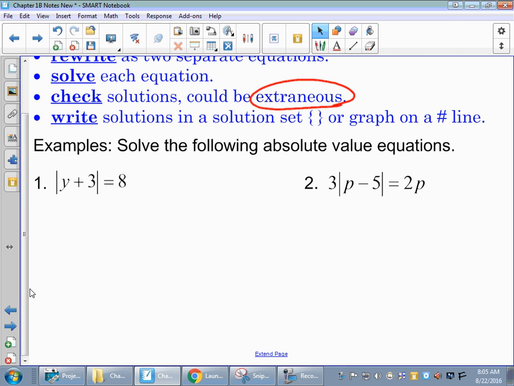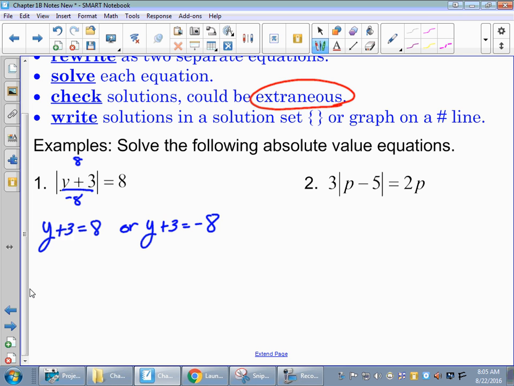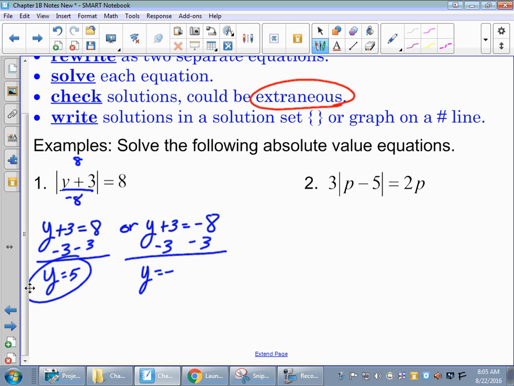It's already isolated. They're asking for y: the absolute value of y plus 3 is equal to 8. So basically they're saying this thing here could equal 8, or that thing there could equal negative 8. Those are our two equations: y plus 3 is equal to 8, or y plus 3 is equal to negative 8, because those are the only two values that have an absolute value equal to 8. If y plus 3 equals 8, when we subtract 3 from both sides, y is equal to 5. And if we subtract 3 from negative 8, y is equal to negative 11.